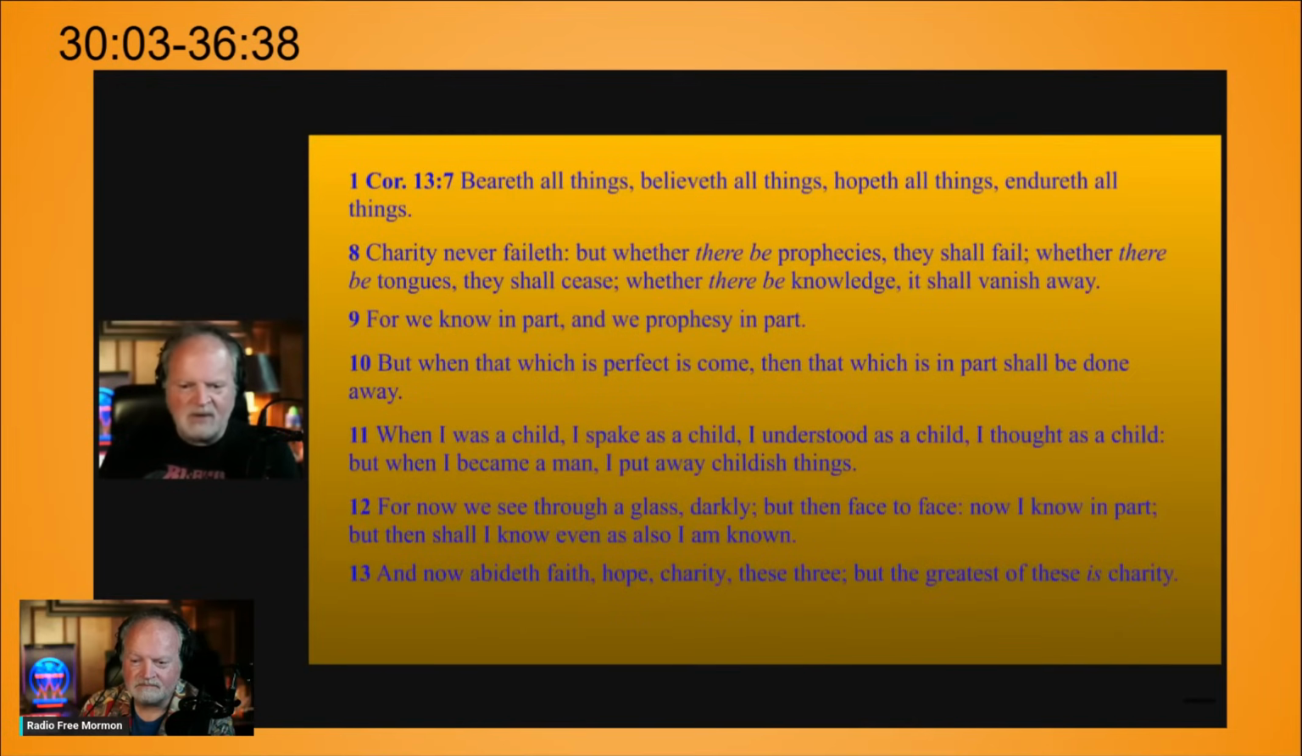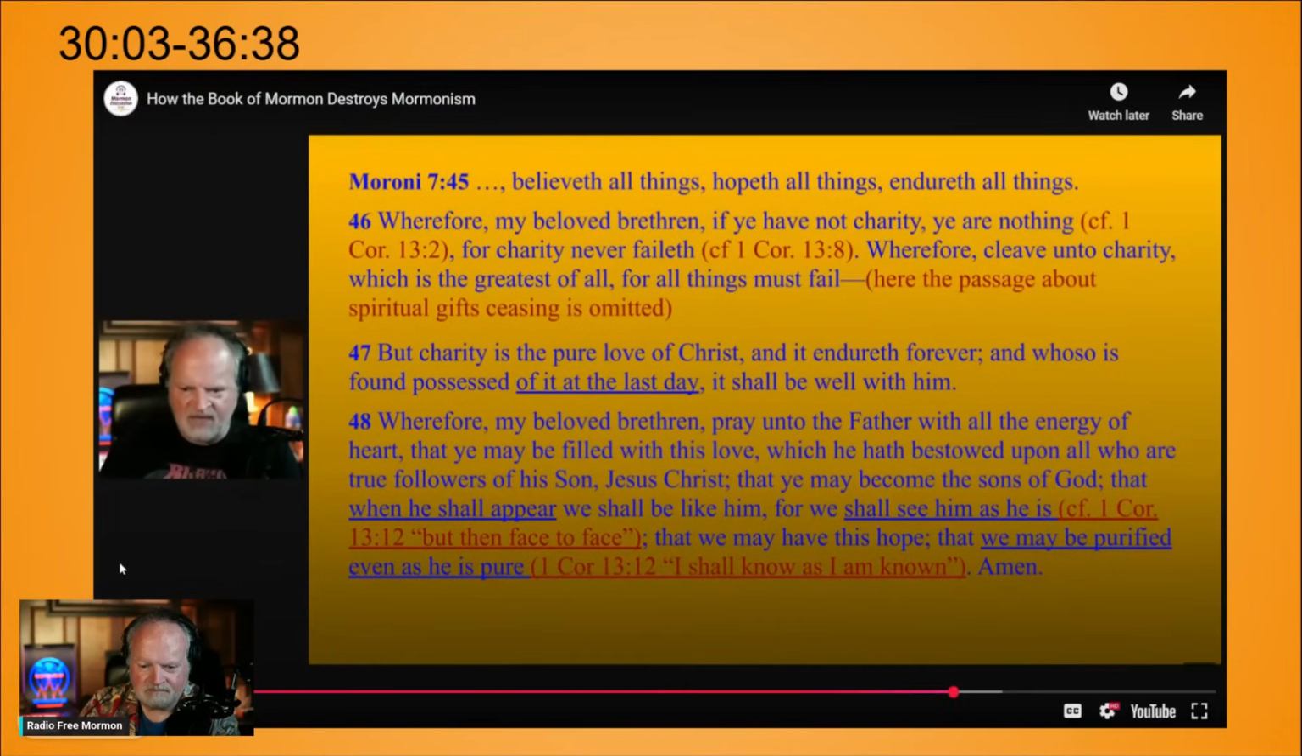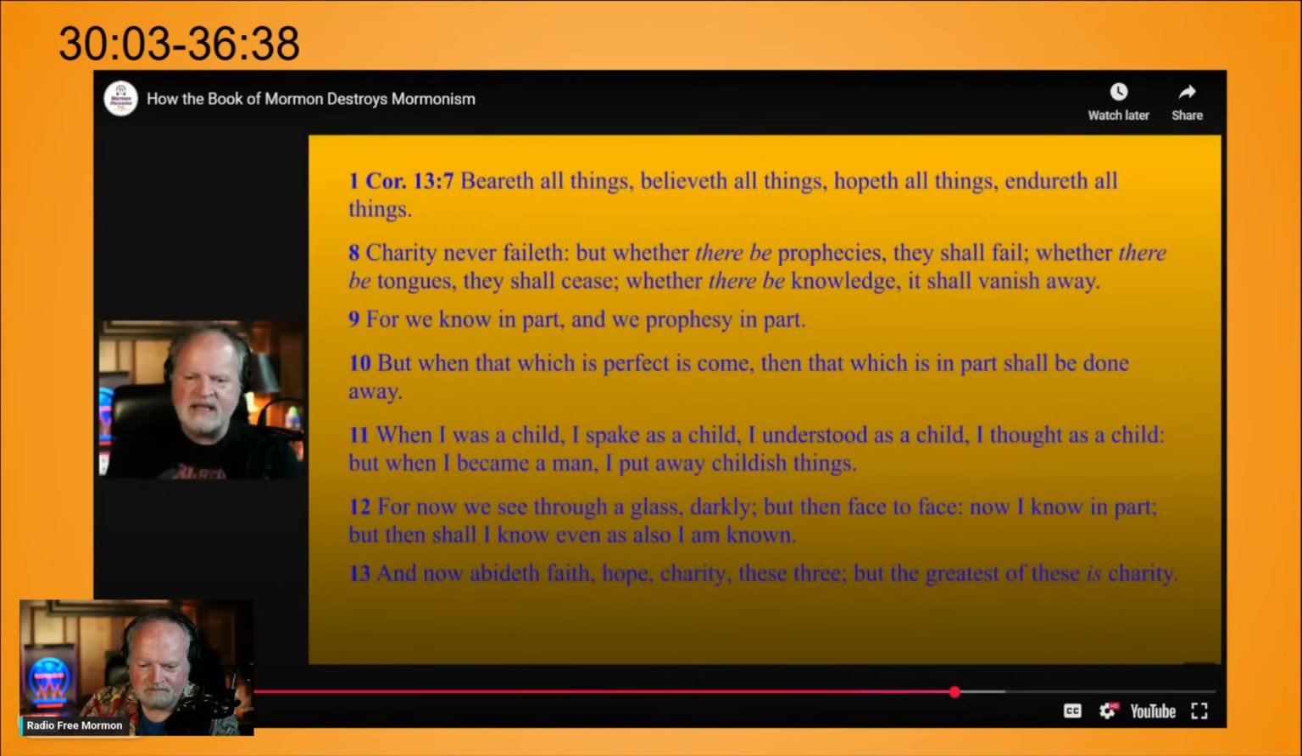Let me show you how it's put in 1 Corinthians 13, okay? Going from 7 through 13, and this is the entire passage. "Beareth all things, believeth all things, hopeth all things, endureth all things." I'm coming at that point into it, because on the next slide, I'm going to go to Moroni 7:45, and I'm going to go from the point in that passage where it is quoting from 1 Corinthians 13, and begin with the part where it's quoting, "believeth all things, hopeth all things, endureth all things." That's why I start there. But it continues in verse 8.